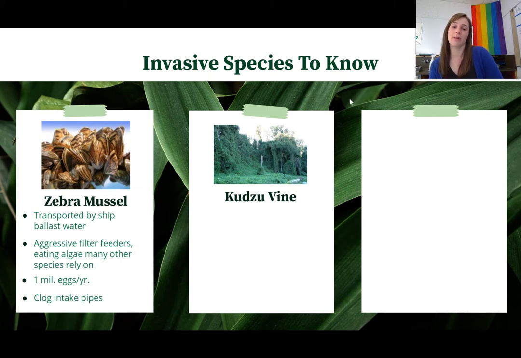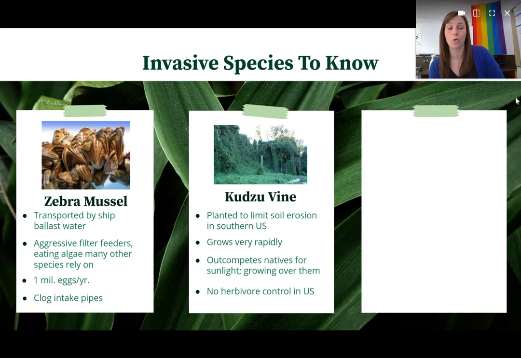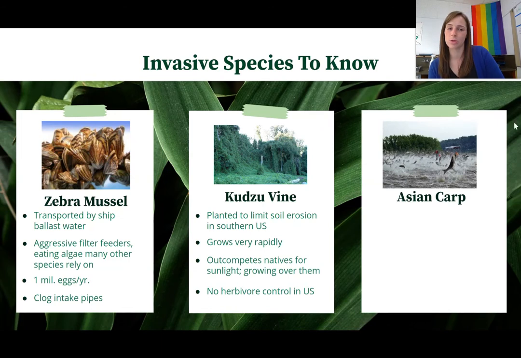Now we also have the kudzu vine, which is originally native to Southeast Asia. It was planted in the southern United States to limit soil erosion. Now, as you can see from this picture, they do a lot more than soil erosion protection. They grow super rapidly. They outcompete natives for sunlight. They grow over them. They basically cover everything. And we don't have anything in the United States that eats them. So there isn't any way to really control it. They take over thousands of acres a year in the southern US. They cover houses, they cover power lines. This vine is all over the place. So we originally thought that we were bringing it here for some good, and then it just totally took over, which is kind of a common theme sometimes when humans introduce things.